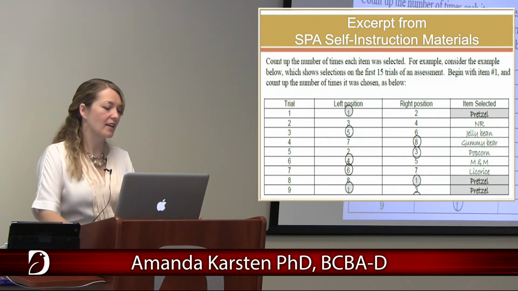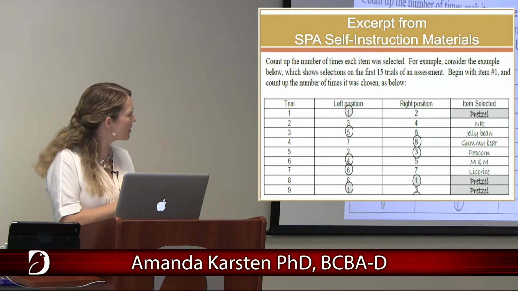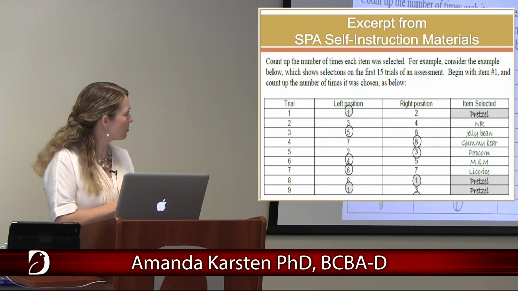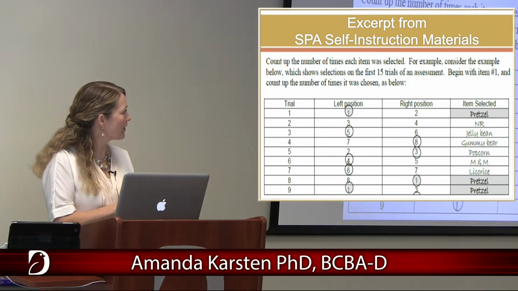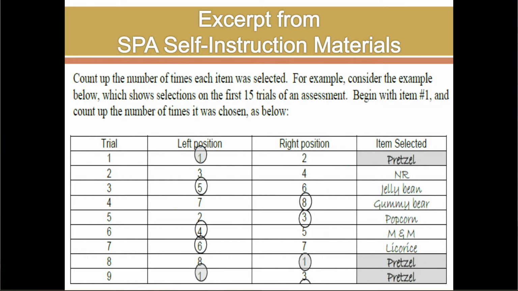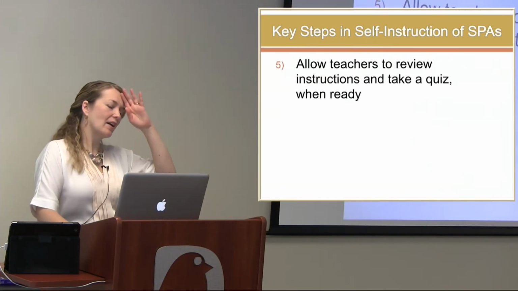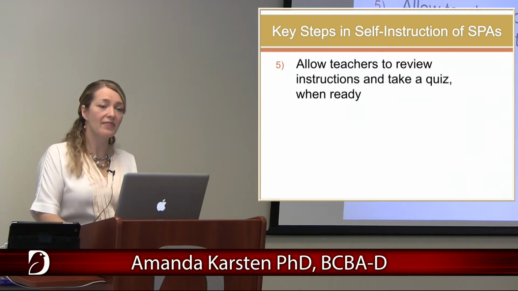Okay, here's an example again from the self-instruction materials showing exactly how you fill out the paired stimulus data sheet. So you present the trial like this, you circle the one, and then you write the result here, and then it walks you right through how you take that information, score it, interpret it. Very explicit and detailed.